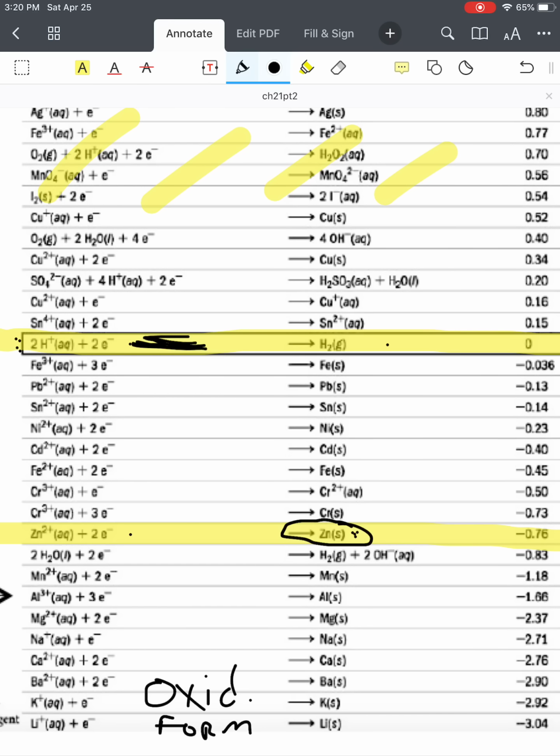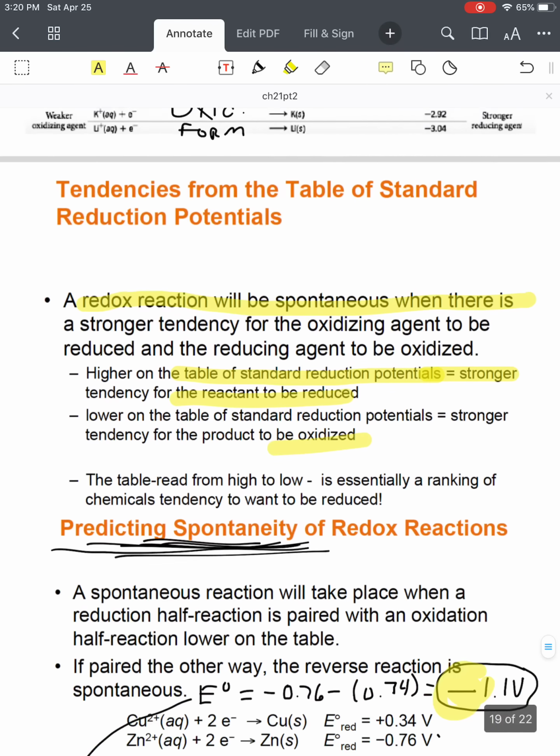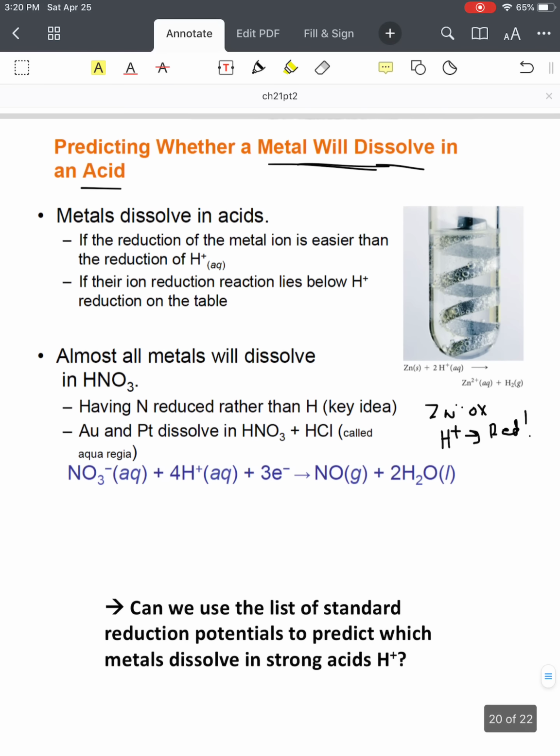So these two get together and say, oh, no problem. Zinc says, hey, I prefer to be oxidized. The H plus prefers to be reduced. Mix them together. That's what happens. The zinc gives up the electrons. The H plus grabs them for themselves, and everybody's happy. It all works out, right? Kind of a chemistry match made in heaven.